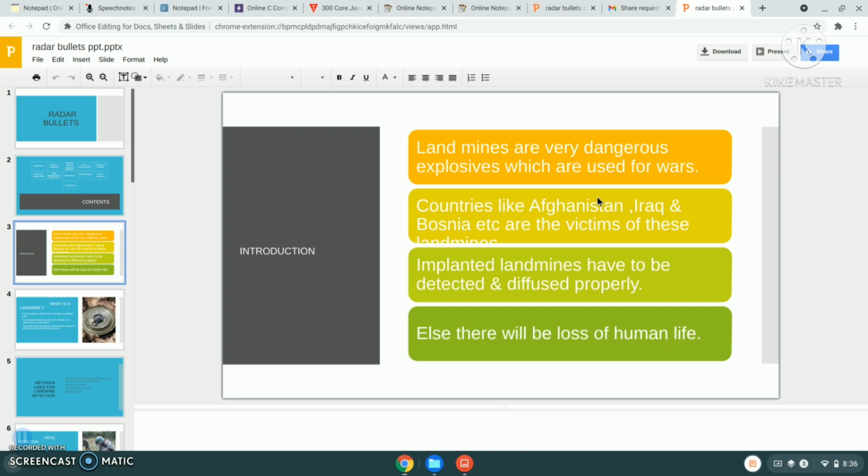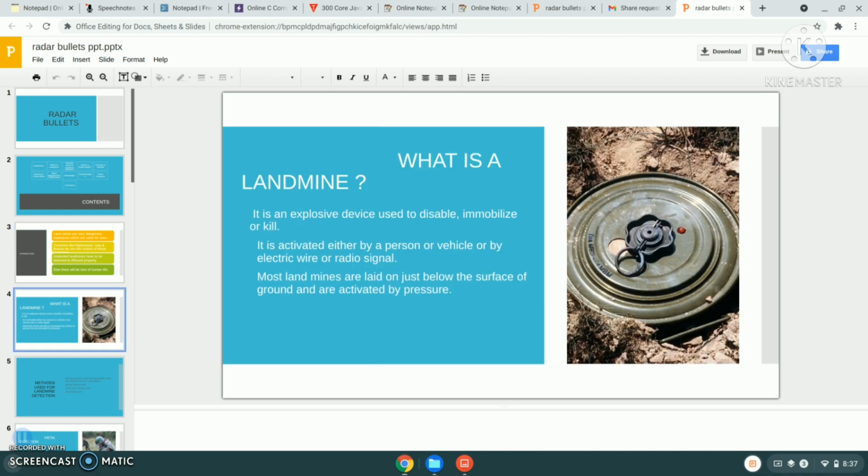Introduction. Landmines are very dangerous explosives which are used in wars. Countries like Afghanistan, Iraq, Bosnia, etc. are the victims of these landmines. Around 20,000 people die every year due to the landmine effects, and 80 countries are facing these landmine problems. Implanted landmines have to be detected and defused properly, otherwise there will be a loss of human life.